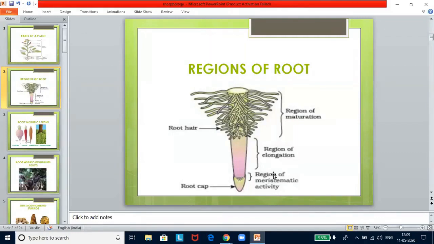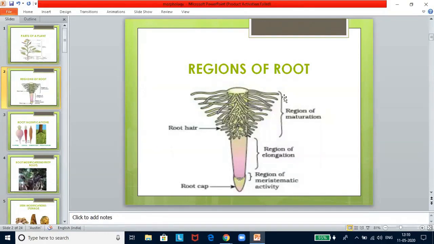And the region above this region of meristematic activity is the region of elongation. The cells are responsible for the growth of the root's length. So, how does the root grow in its length? It is due to this region of elongation where the cells elongate the structure. And these cells start gradually differentiating, and then they become mature and form the region of maturation. In the region of maturation, you find root hairs arising that absorb water and mineral salts from the soil.